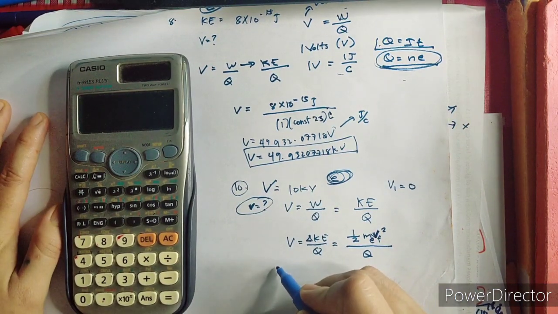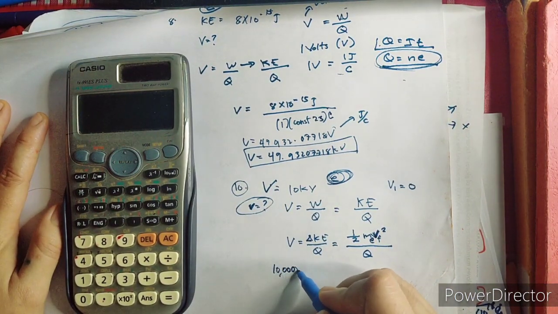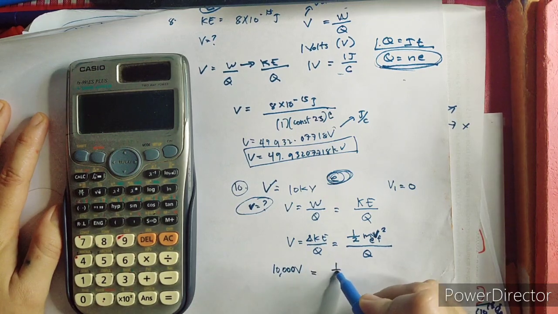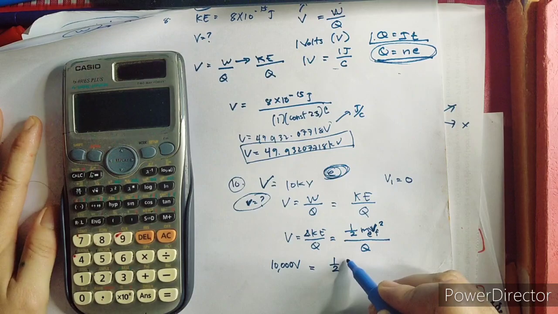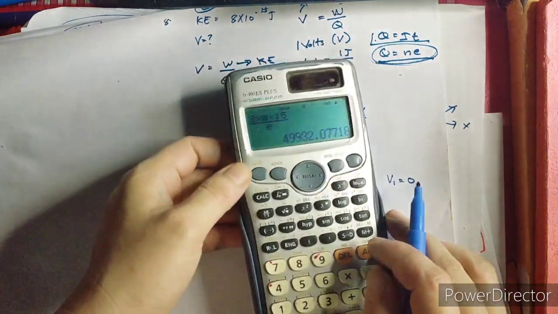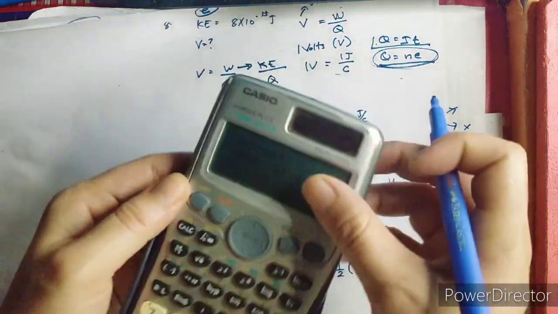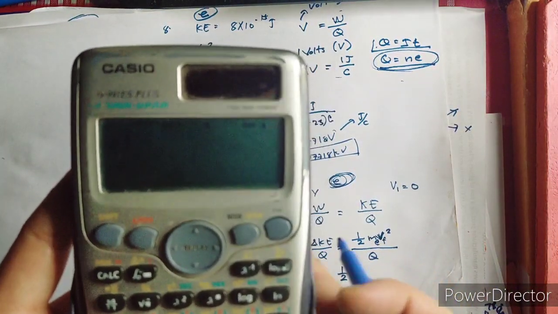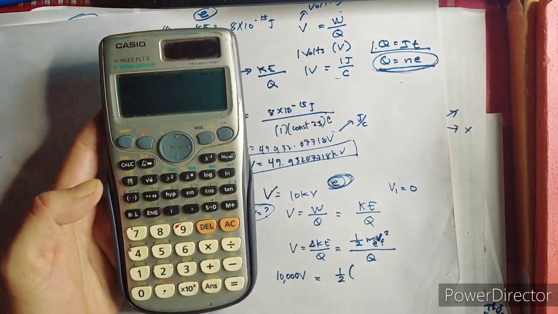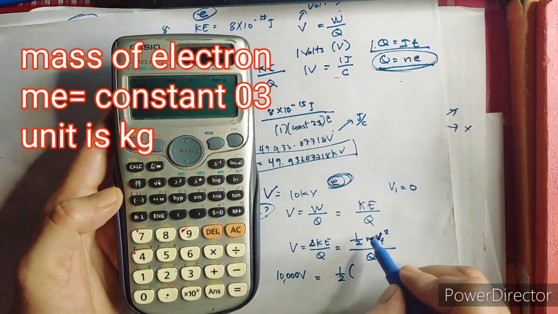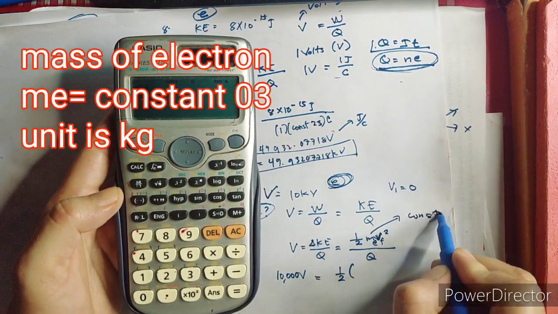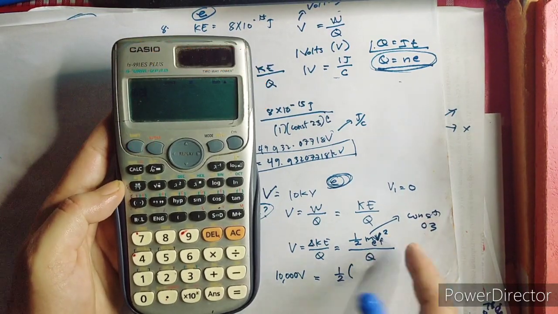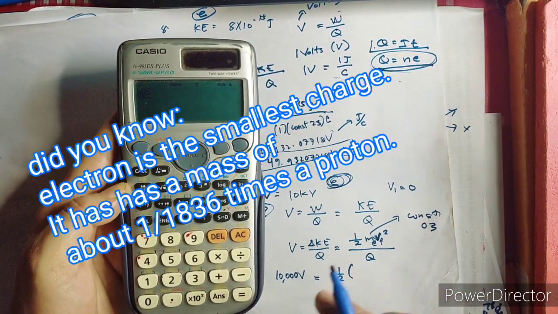So, 10,000 volts equals 1/2 times ang mass ni electron, shift constant 0.3. Shift constant 0.3 ang mass ni electron. Take note ha, nasa calcu. Ang unit ay kilogram.